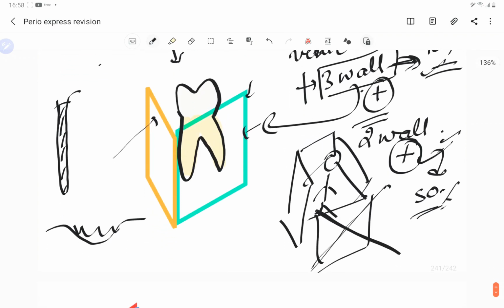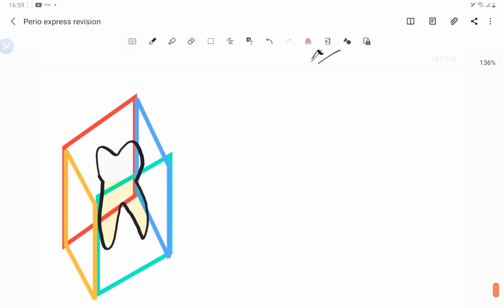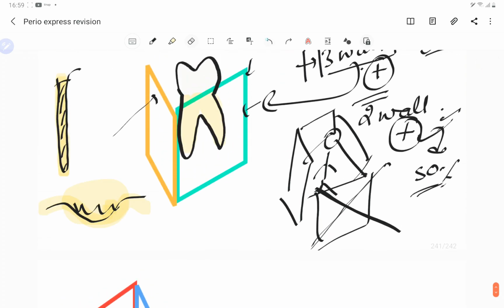Say suppose a 2-wall defect is narrow and deep, that means we can put a graft material in here. But if the defect is shallow and wide, we cannot put any graft here, it won't stay. So it will go for a resective surgery.